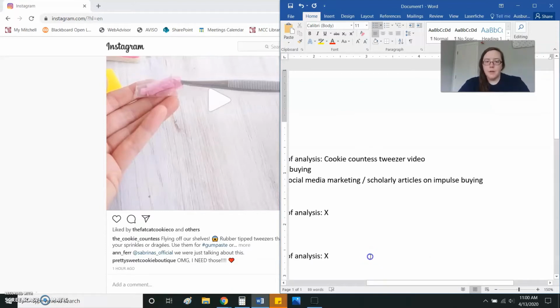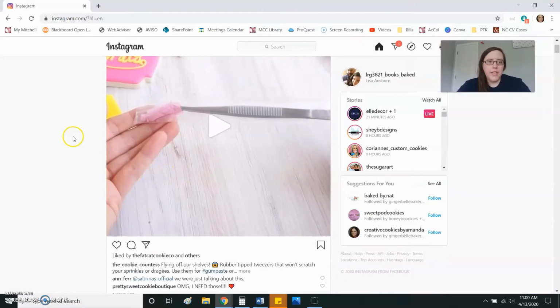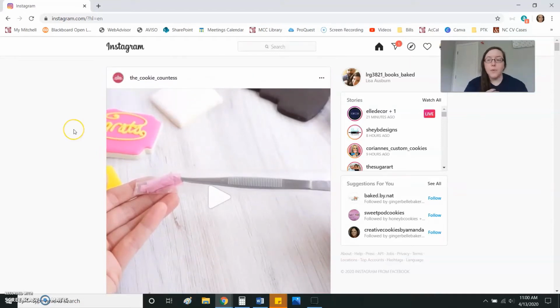But one of the things that I'm also thinking about, kind of what makes me look at this Cookie Countess post and say, I would personally instantly go to this website and buy her utensils. Obviously, I think I have to have had at least a little bit of experience and trust for this person within the cookie community. And so, how did that happen?